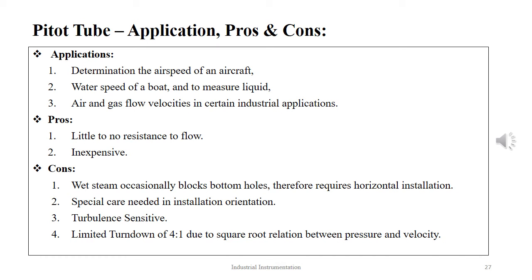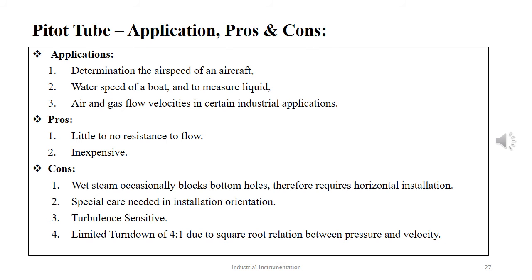Pitot tubes find application in determination of airspeed in aircraft, water speed of a boat, and air and gas flow velocities in certain industrial applications. The advantages are low to no resistance to flow and very inexpensive. However, the disadvantages are that wet steam occasionally blocks bottom holes, therefore requiring horizontal installation. Special care is needed in installation orientation. They are highly turbulence sensitive and have a limited turndown of 4:1 due to the square root relationship between the pressure and the velocity profiles.